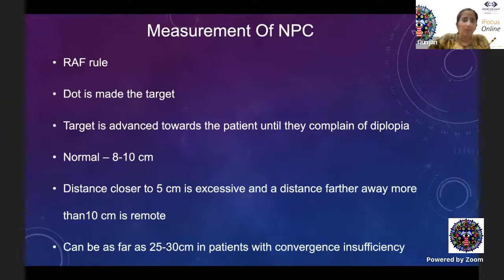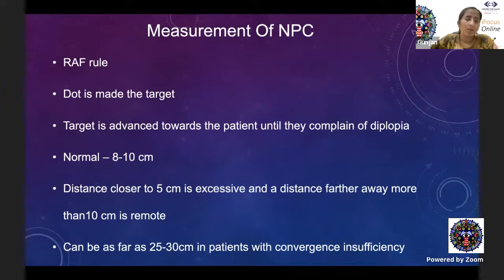Now, how to measure near point of convergence? With the RAF rule, you can also measure the near point of convergence. But here the dot is the target, and that target is advanced towards the patient till they complain of diplopia. Near point of convergence is around 8 to 10 centimeters and it remains stable. Unlike near point of accommodation, which was a function of age, near point of convergence remains stable.